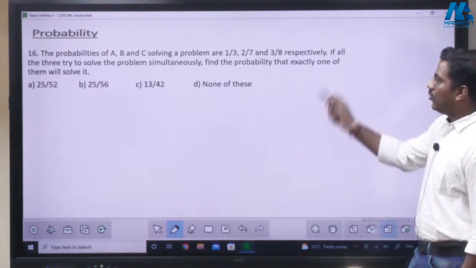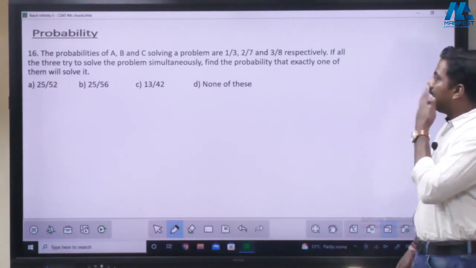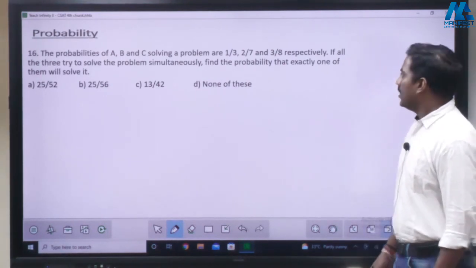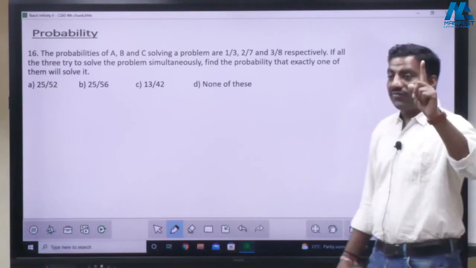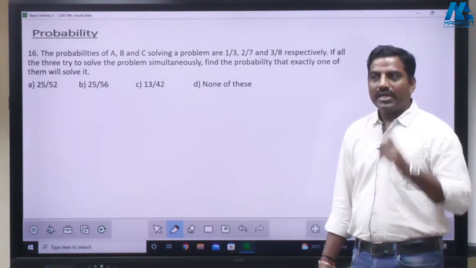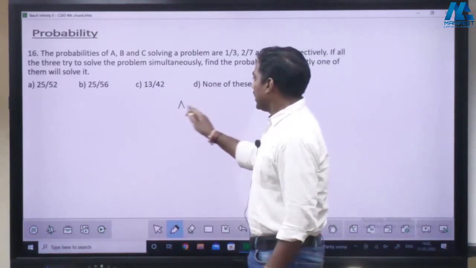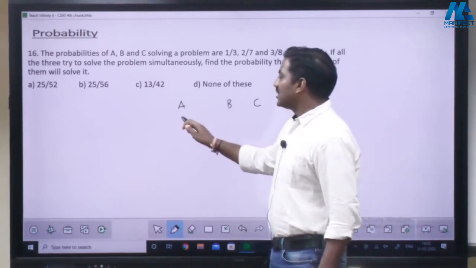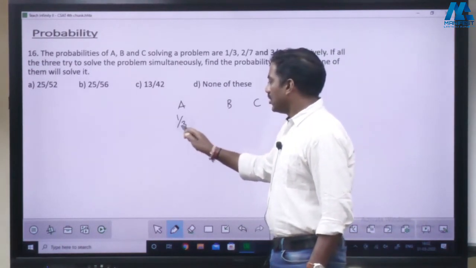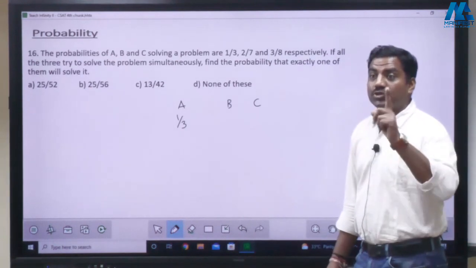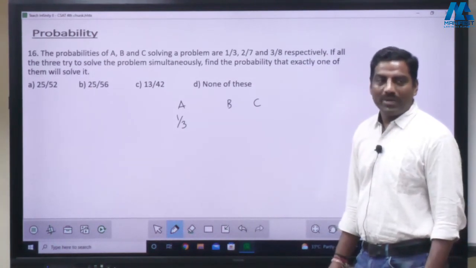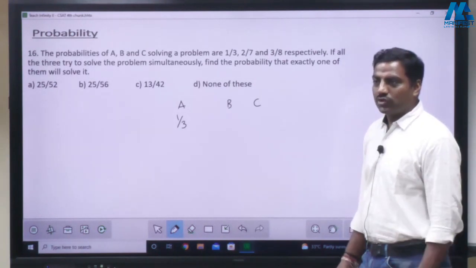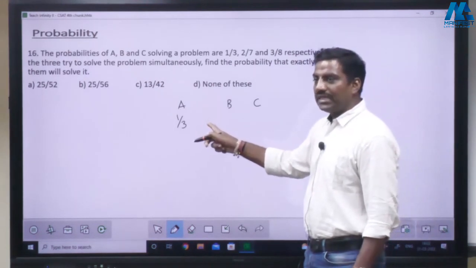Similar problem: the chances of A, B, C solving the problem are 1/3, 2/7, 3/8. If all 3 try to solve the problem simultaneously, find the probability that exactly one of them will solve. Exactly one of them will solve. So here A, here B, here C. When A solves, what is the chance of getting the result? 1/3. That time B should not solve. That is what they have meant, no? B should not solve. Any one of them should solve. So here, this is 1/3.